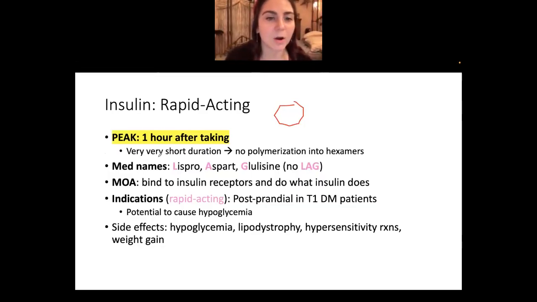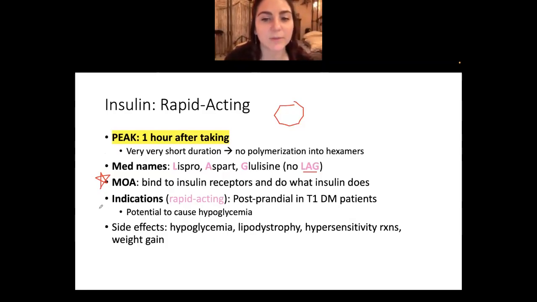The three you need to know are Lispro, Aspart, and Glulisine. People remember this with "there's no lag." They work as soon as you give them, which I like. All the mechanisms are the same: they're insulin. They bind to insulin receptors, those tyrosine kinases, and do what insulin does. It causes GLUT4 receptors to increase on the cell surfaces, causing glucose to go into cells. So why would you give a rapid acting insulin?